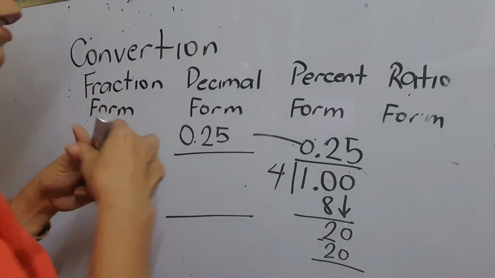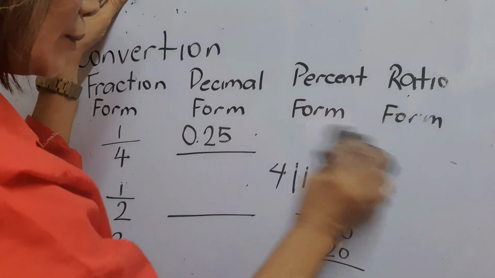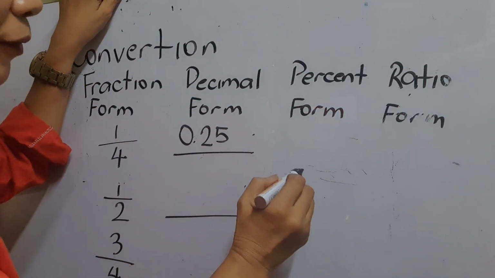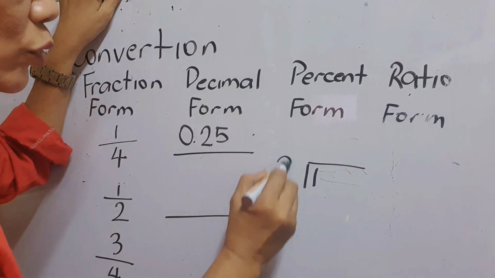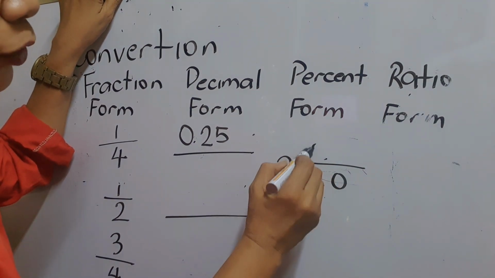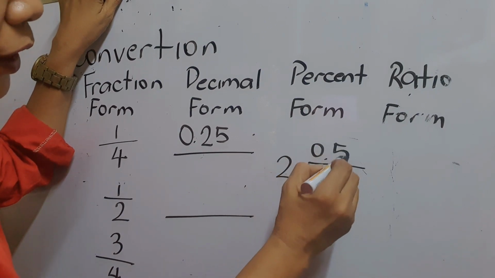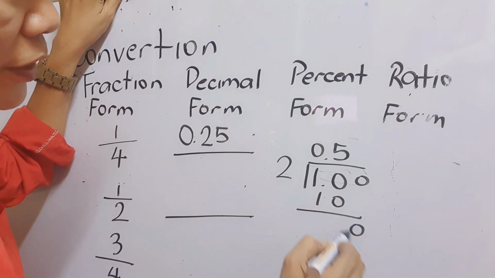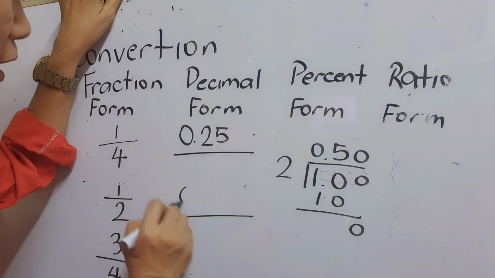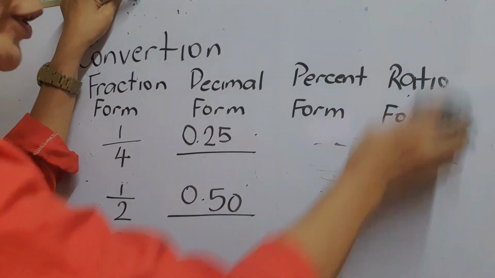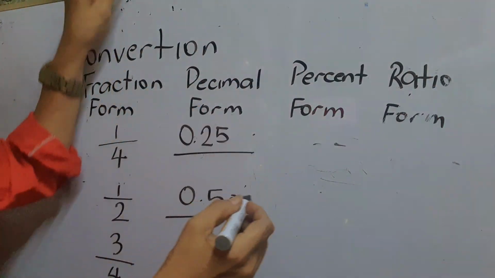Okay? Now, tingnan naman natin yung isa. Okay. Then, we have it here, 1/2. 1 divided by 2. Okay? That's point, put point. Sa 1, ilan ang 2? Wala. Sa 10, ilan ang 2? That is 5. 5 times 2 is 10. Okay, another 0 here, and then yan. Okay, so that is 0.50. Okay? So, yun ang 1/2. Ibig sabihin, 0.50.